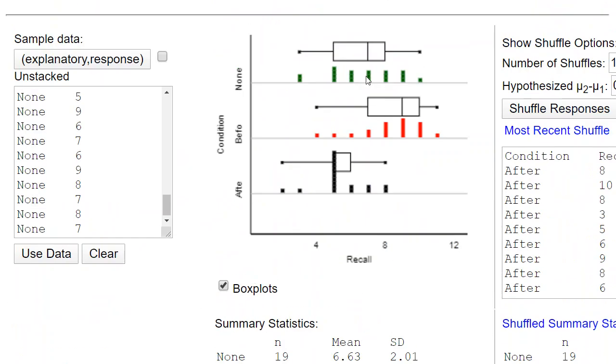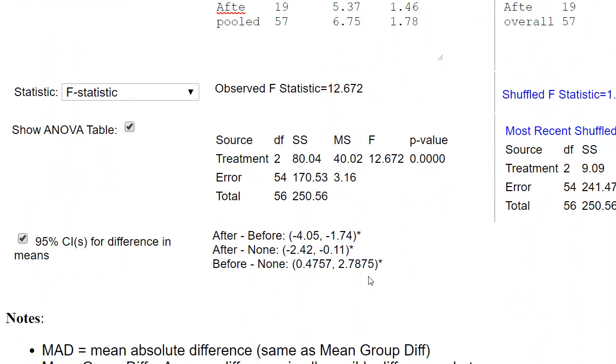So then you can run the confidence intervals. Because we have evidence that at least one is different, then you can say, well, which one is different? And it turns out they're all starred, which means they're all 3 different from each other. Which means we expect that seeing the picture after and seeing the picture before, in the long run, those means are different. Seeing the picture after and seeing the picture not at all, actually those means are different. And seeing the picture before and seeing the picture not at all, those means are different.